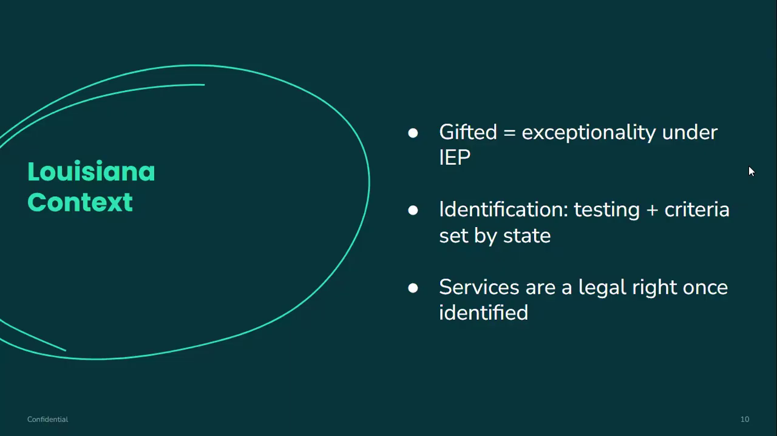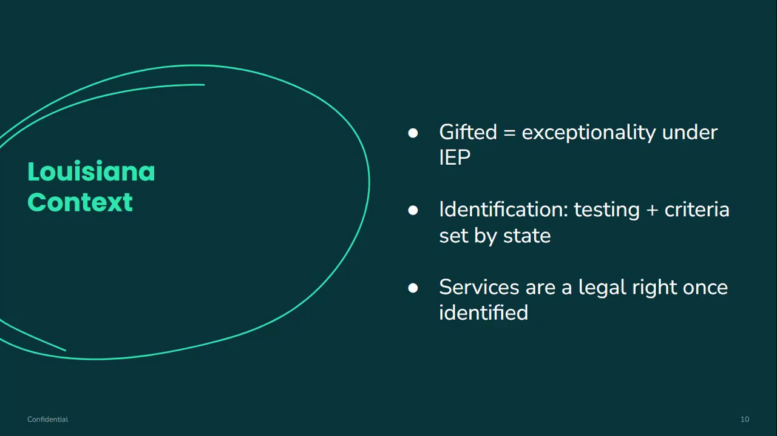In Louisiana, so we always want to focus a bit on our state. Once a student is identified as gifted, they qualify for services through an IEP. We mentioned this in the last module. This makes Louisiana distinctive. The identification process typically involves standardized testing plus additional criteria set by the state. Importantly, once a student is identified, schools are legally required to provide individualized services. This raises the stakes for equitable identification because if a student isn't identified, they miss out on the services that they're entitled to by law.